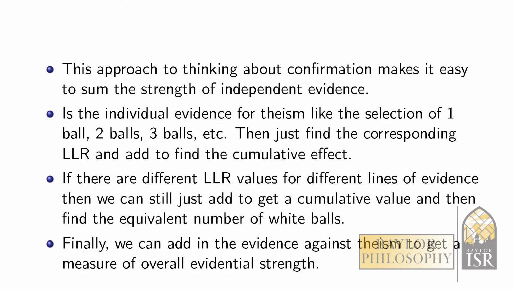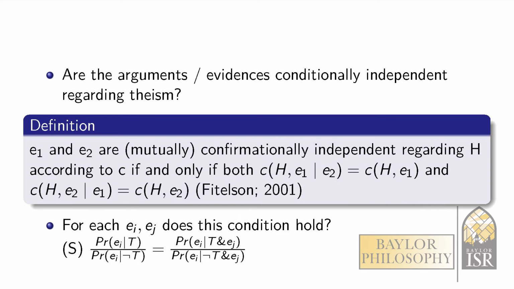If the items of evidence have different values, that's not a problem. We're still adding. And then you can take in the evidence against theism and add it together to get a final judgment of how you're going to measure evidential strength. Okay, so what's next?